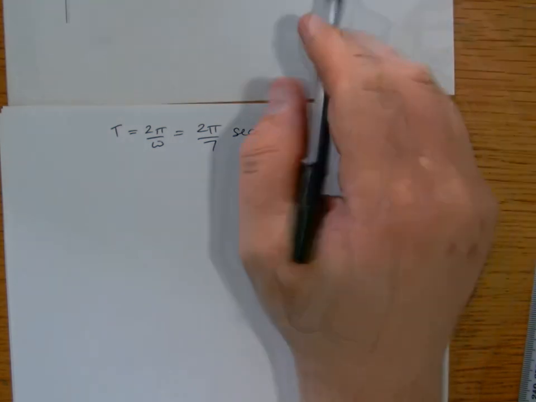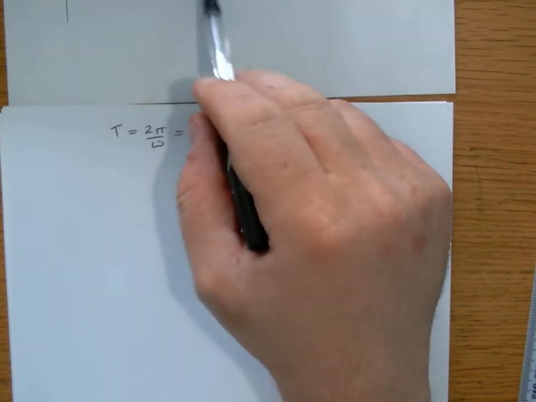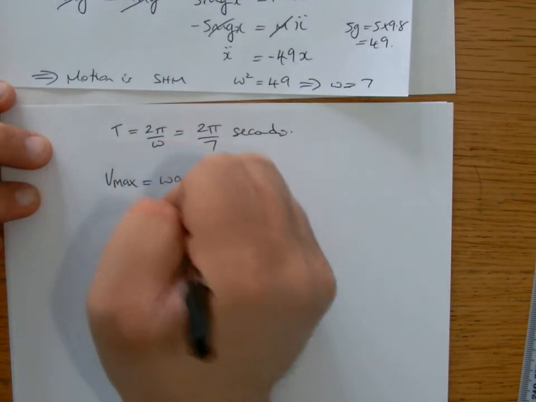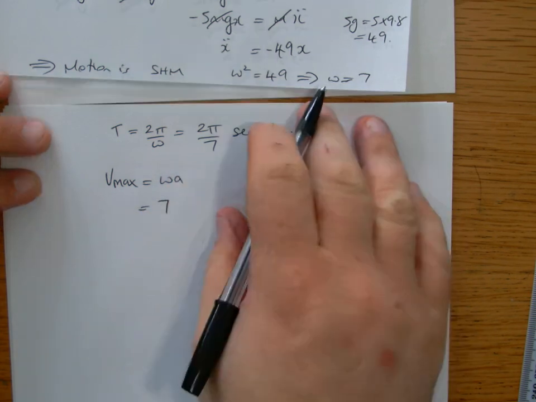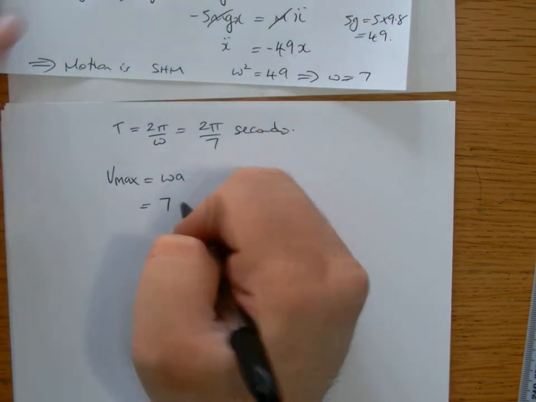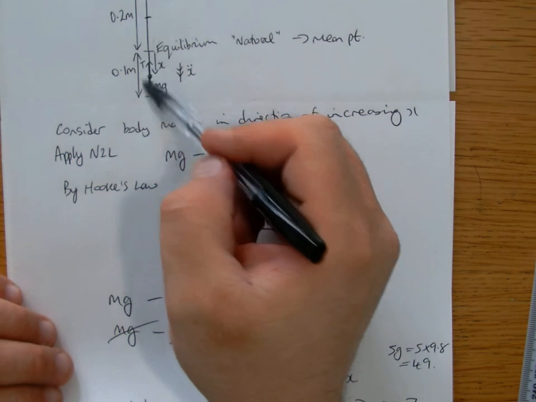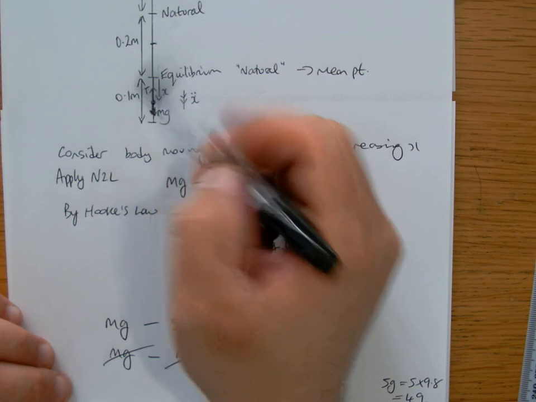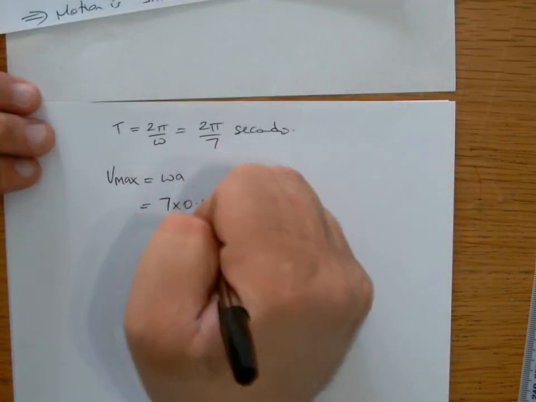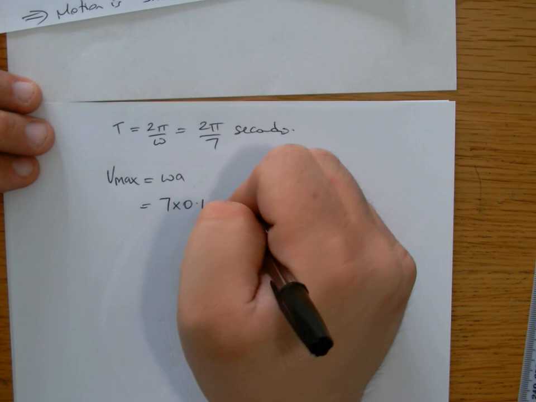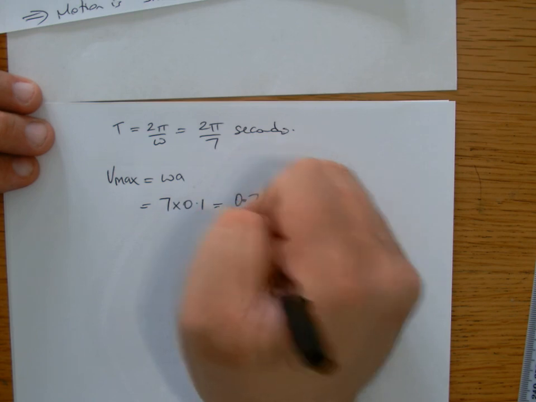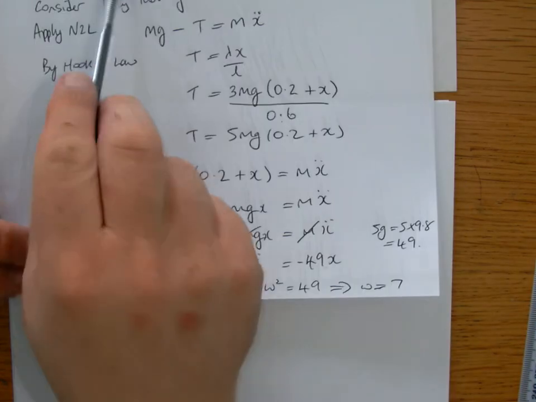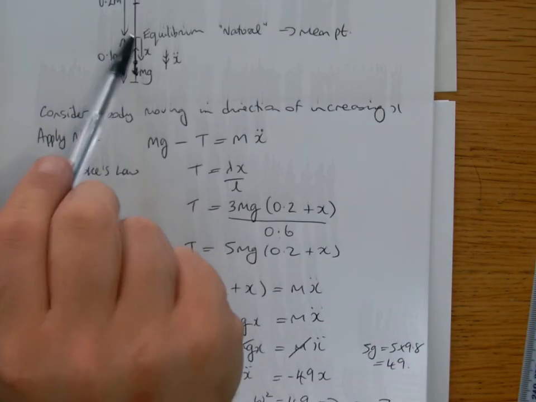What else are they asking for? The maximum speed of the body. So the maximum speed, Vmax, remember, is equal to omega A. So omega is 7, and A is the amplitude. Remember, it was pulled down 0.1, so it's performing SHM there. So the amplitude is 0.1 meters. So we get 7 times 0.1, which is 0.7 meters per second. It'll be at its max speed at the center there, the equilibrium.